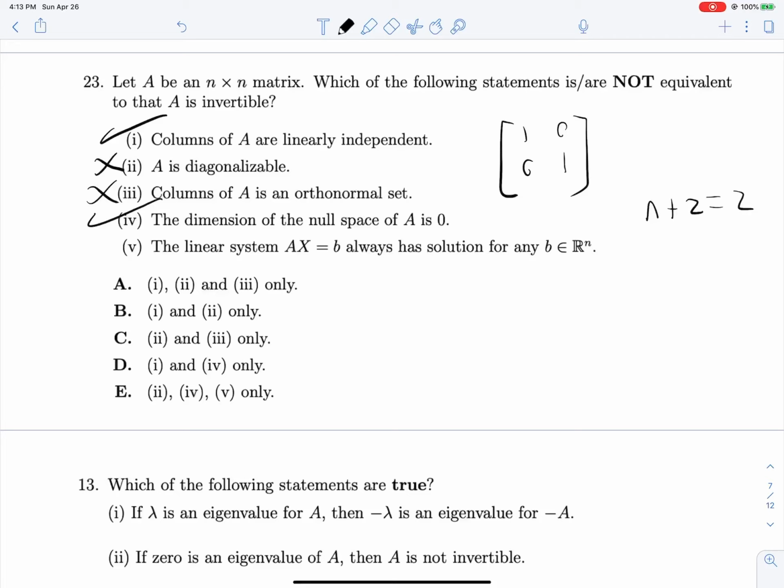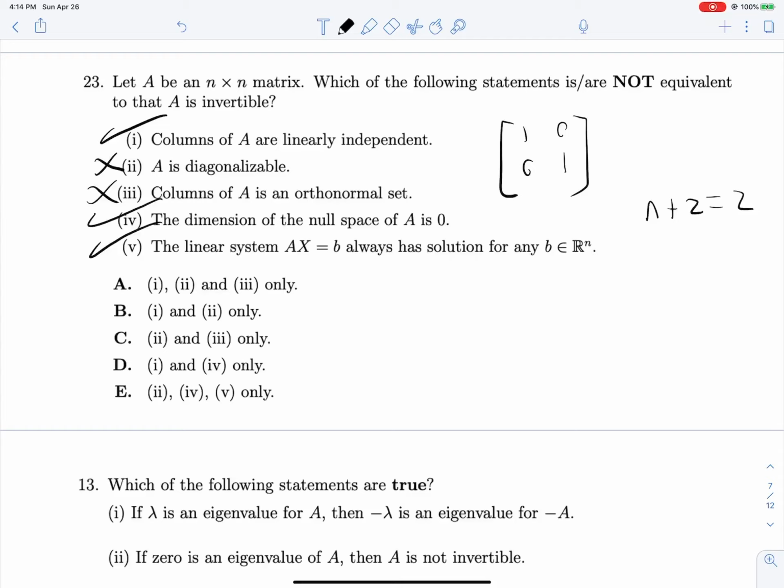And then 5, the linear system AX equals B always has a solution for any B in Rn. That's true because the transformation encoded by A is onto. So it will have at least one solution for any B in Rn. And because it's also one-to-one, that solution will be unique, but that's not what we care about here. So 1, 4, and 5.